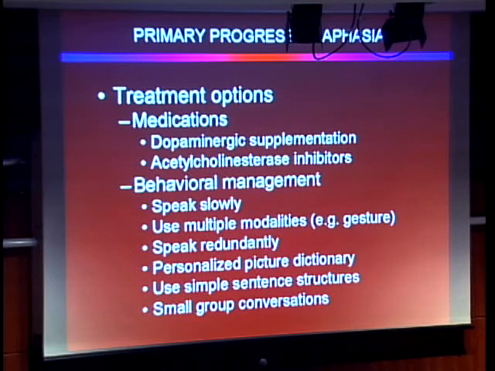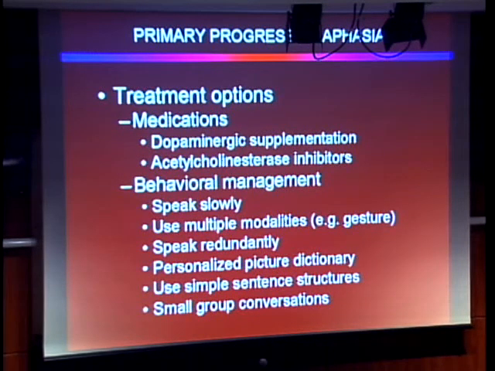Speak redundantly. If there's a particular word that's difficult to understand, use a synonym. We have lots of words for the cup, container, glass, whatever. Use these other words. If somebody can't understand one word, maybe they can understand another word. Sometimes it's useful to have a personalized picture dictionary. Many of you have digital cameras.